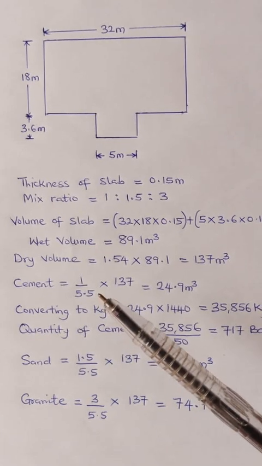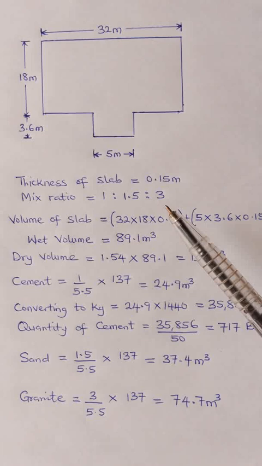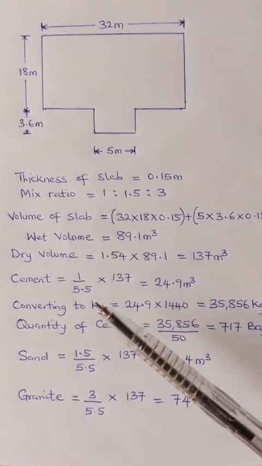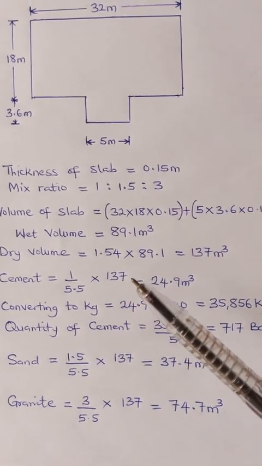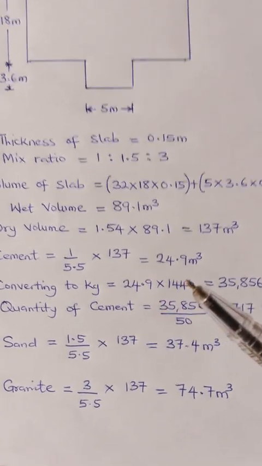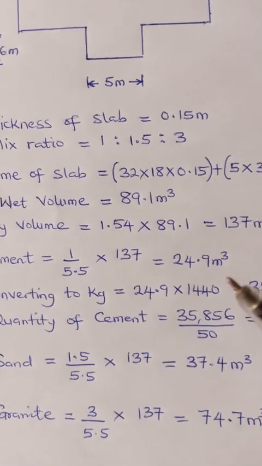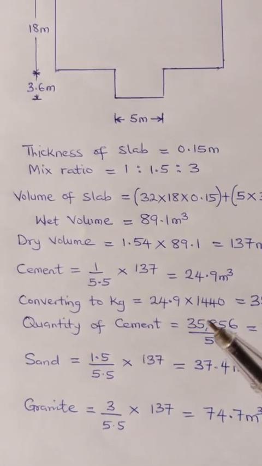So we calculate for cement. Cement, 1:1 is for cement. So 1 divided by the sum of the ratio, which is 5.5, times the dry volume, 137. For cement, we now have 24.9 cubic meter.